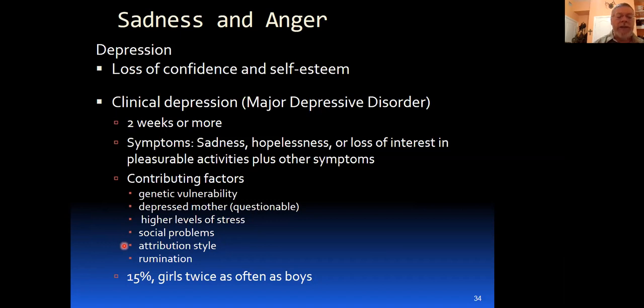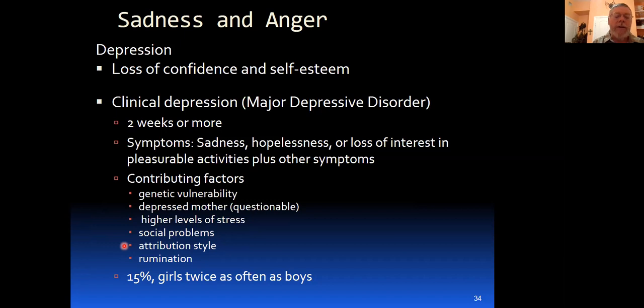Attribution style being just how do you explain what's going on in your life. So when having difficulties, certain attributions tend to get people depressed. When people look at their situation, something bad is happening, and they see that as being personal, that they themselves are to blame. So when you blame yourself, you're more likely to get depressed than when you say, you know, it's not my fault, it's some situation out there, or someone else's fault.